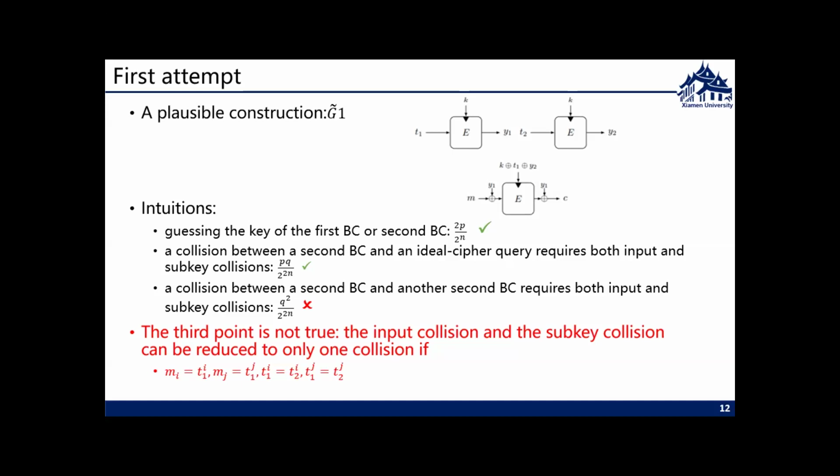We find it satisfies the first 2 intuition points, but the third one is a bit tricky, because when we write down the equation during the proof, I find we can find a pair. The 2 collisions can be reduced to 1 collision, so the security becomes the birthday bound. The details can be found in the paper.